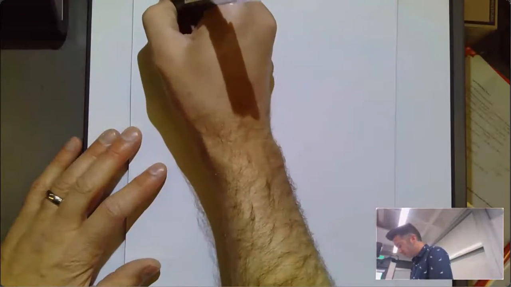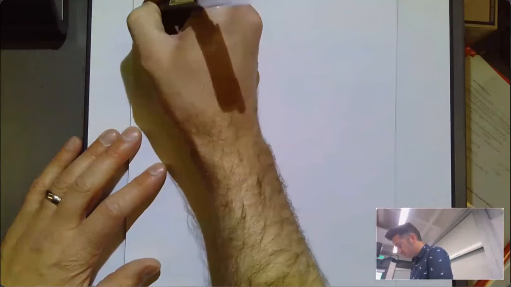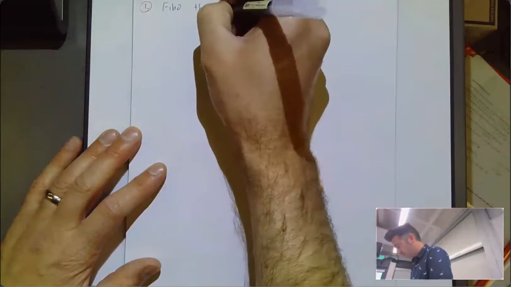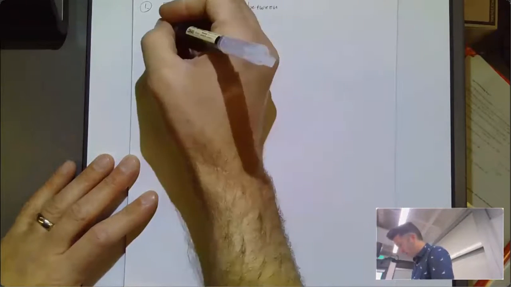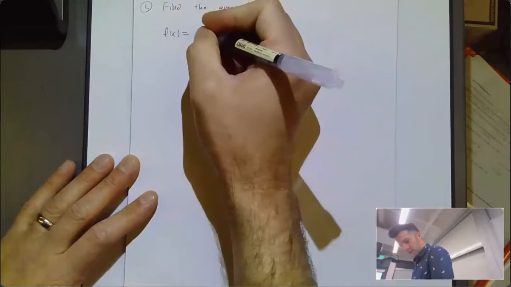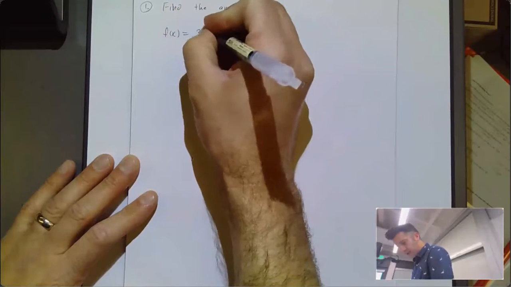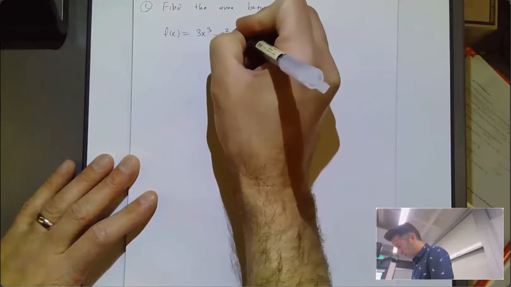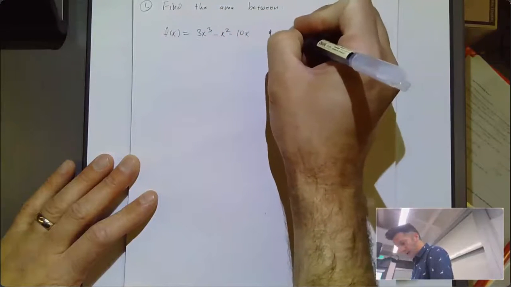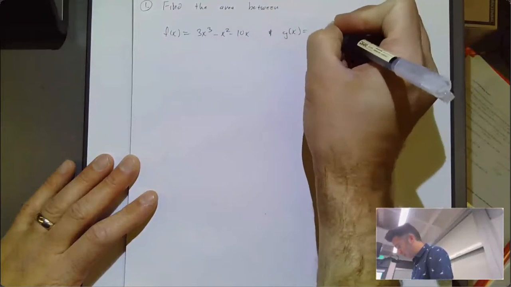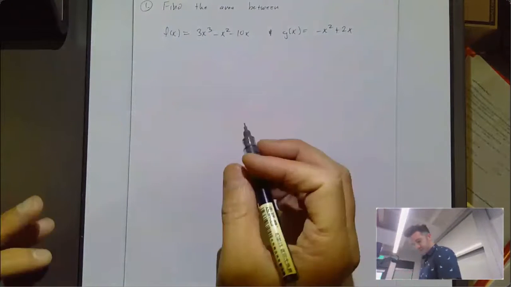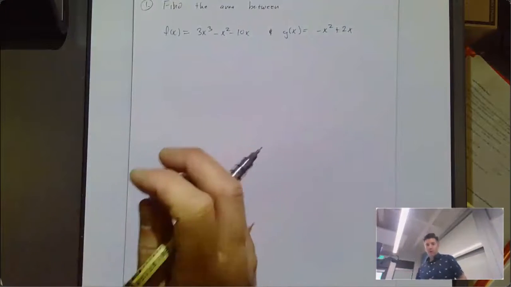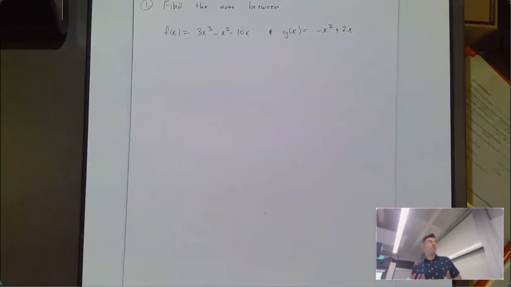So let's find the area between the following curves. f of x equal to 3x cubed minus x squared minus 10x, and g of x equal to negative x squared plus 2x. So we could graph these. We don't really have to graph them though.